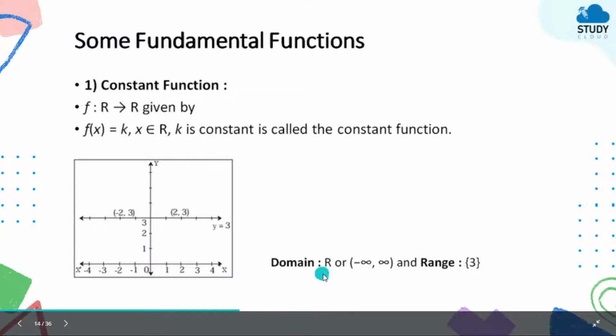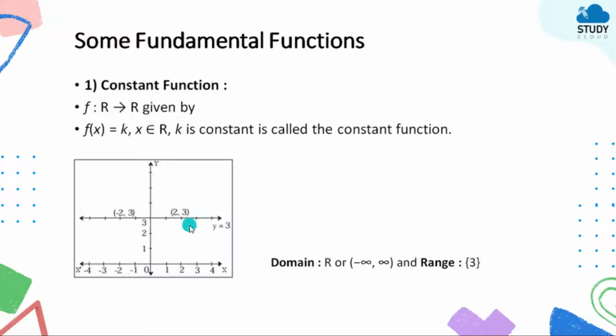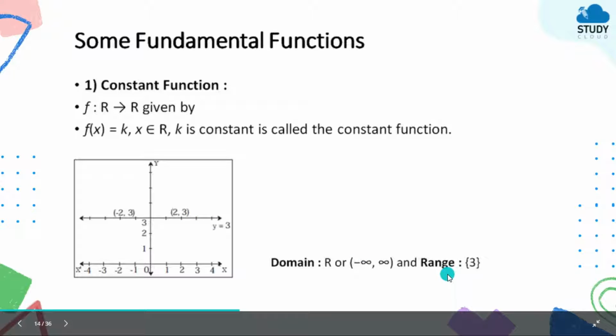Here the domain will be -infinity to infinity. Here you can see the values are going to be, at this point it is (-2, 3). At this point it is (2, 3), likewise. So the range is {3}.